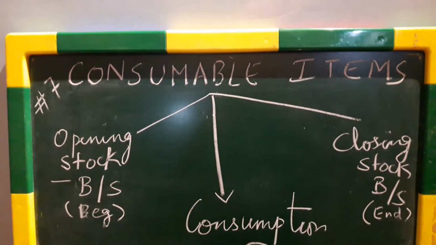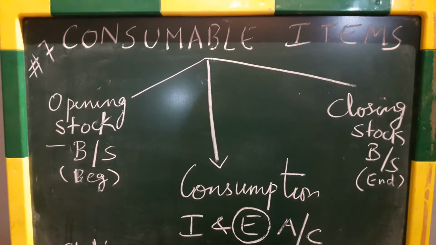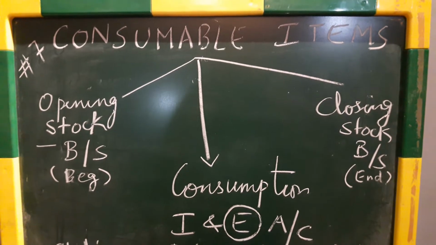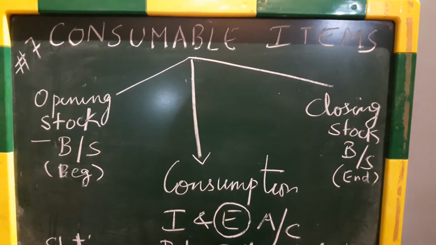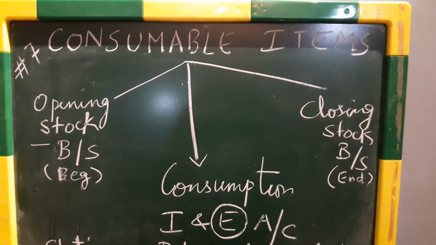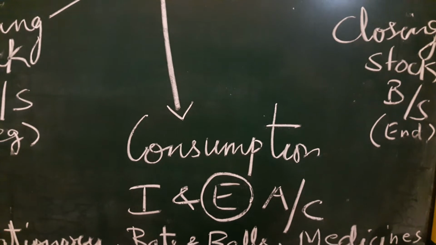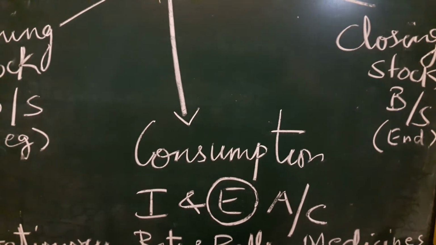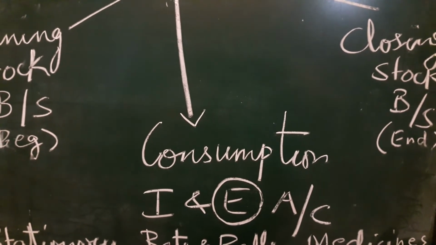Now, these items go everywhere. I teach them like they go everywhere. If there is an opening stock, it will go to the balance sheet in the beginning of the year. If there is closing stock, it will go in the balance sheet at the end of the year. And very, very important, consumption will be calculated and it will be treated as a revenue expense. Normal annual expense is consumption.